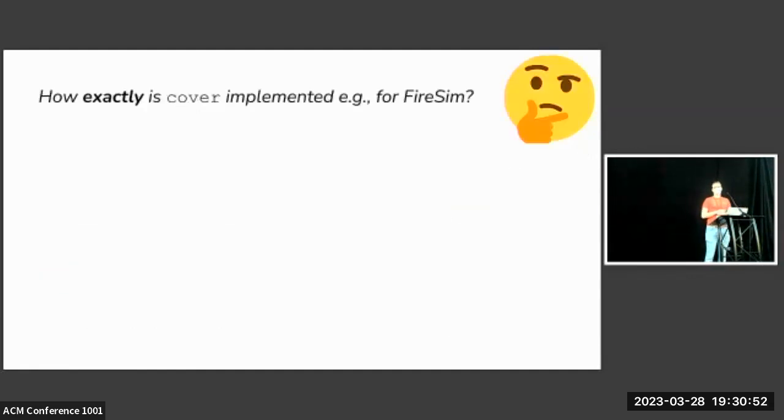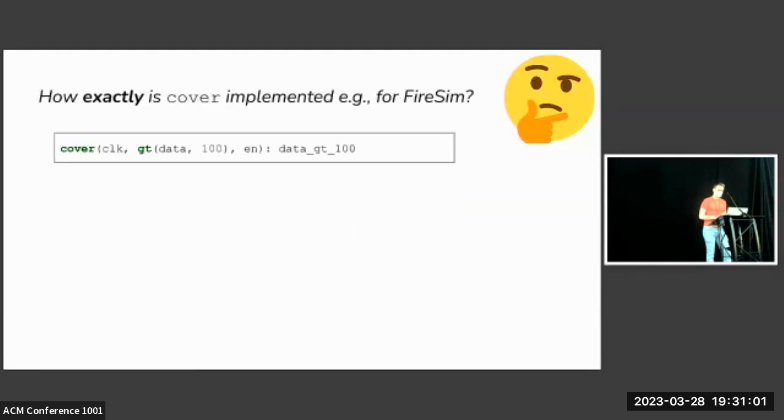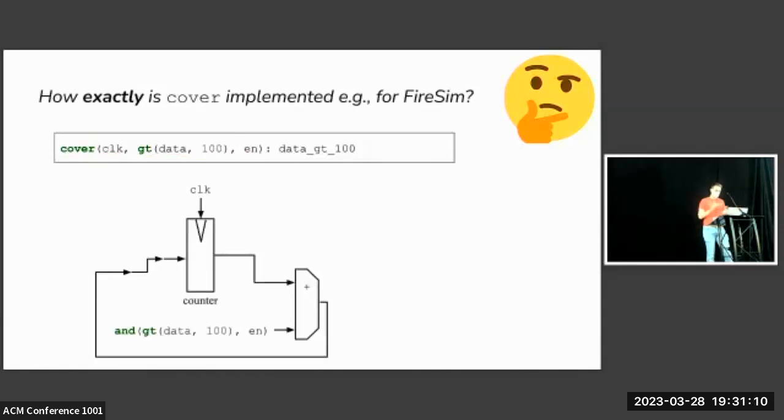So FireSim, as we said, maps your whole design to a cycle-accurate simulation on an FPGA. And so we need to actually turn our cover statement into something that can be mapped to an FPGA. So we have a clock, we have the predicate, and what we do is we make a counter. And it's not shown here, but it has to be a saturating counter so that you don't just go back to 0 at some point.